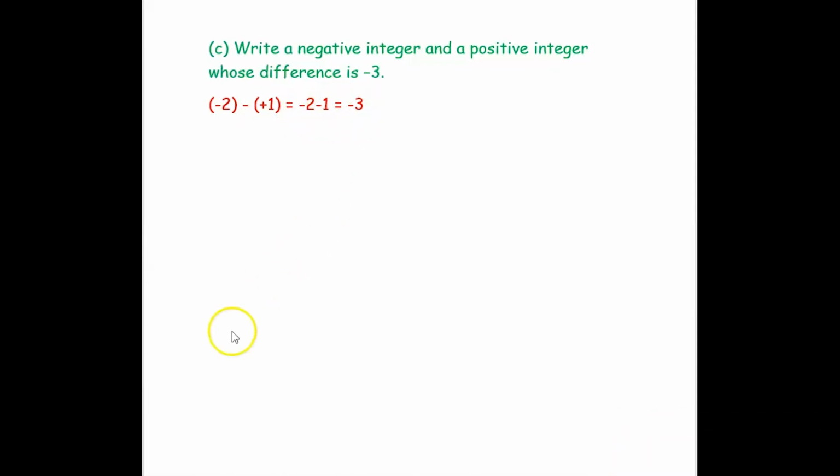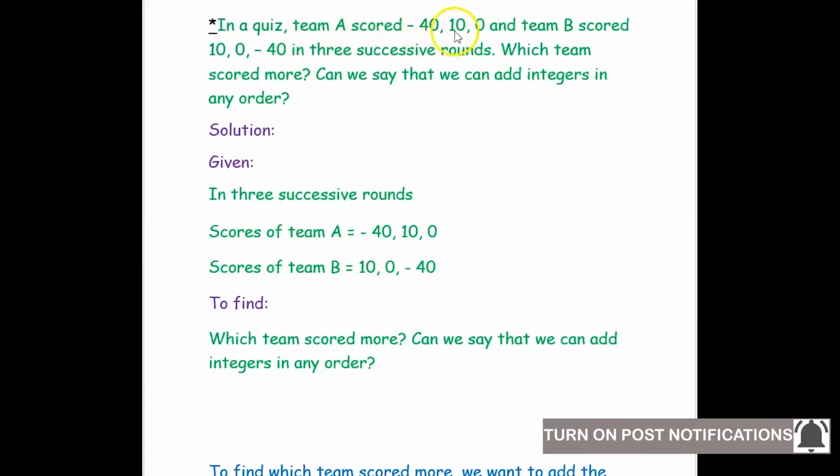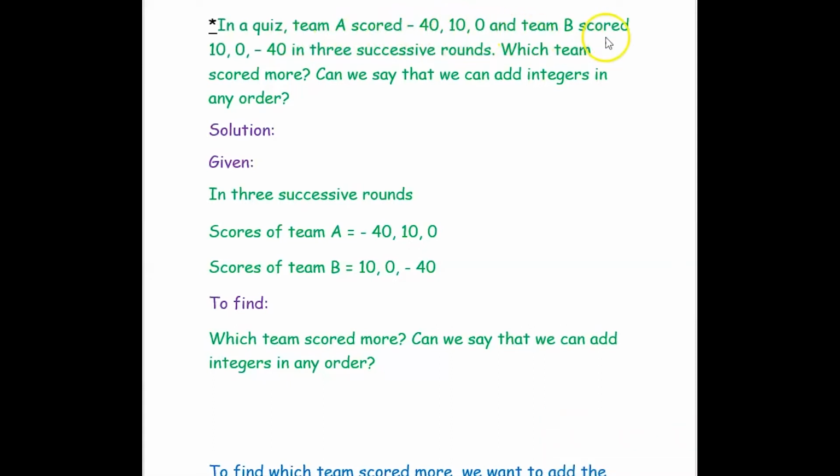Next question, in a quiz, team A scored negative 40, 10, 0 and team B scored 10, 0 and negative 40 in 3 successive rounds.